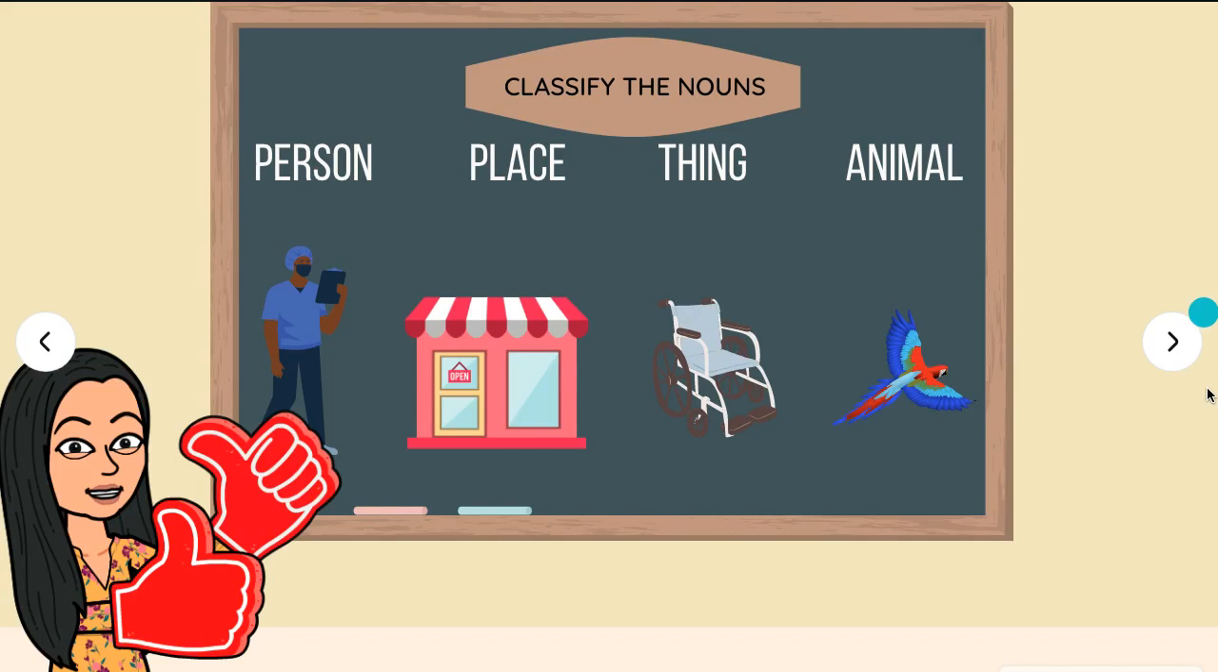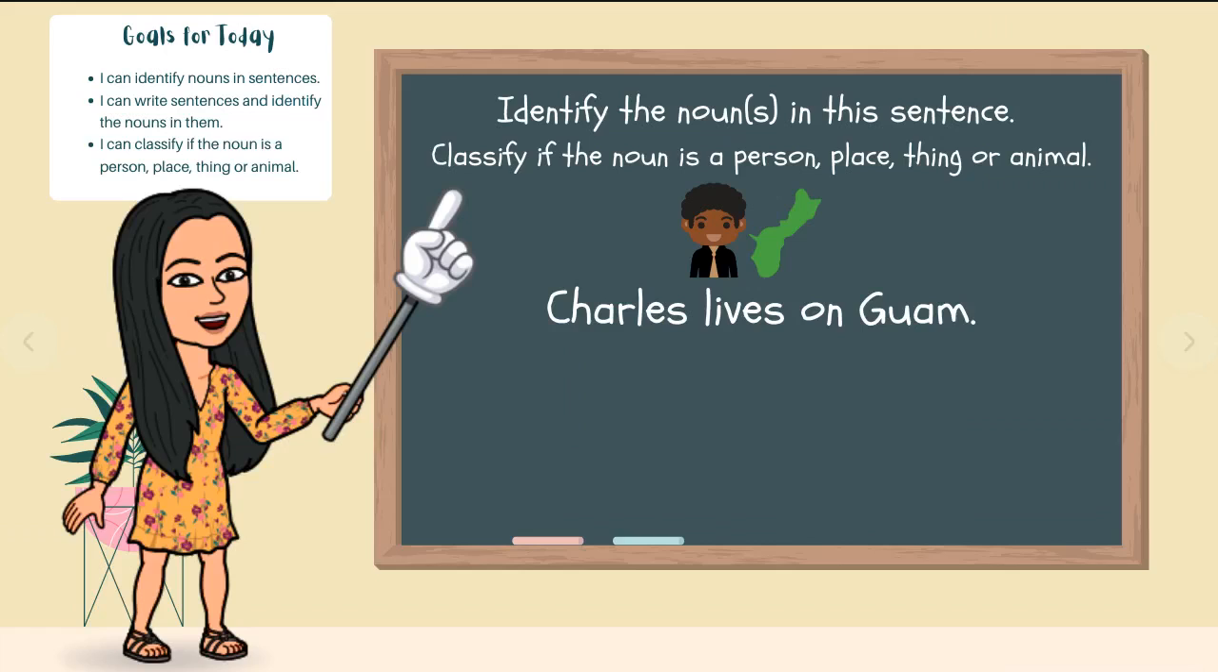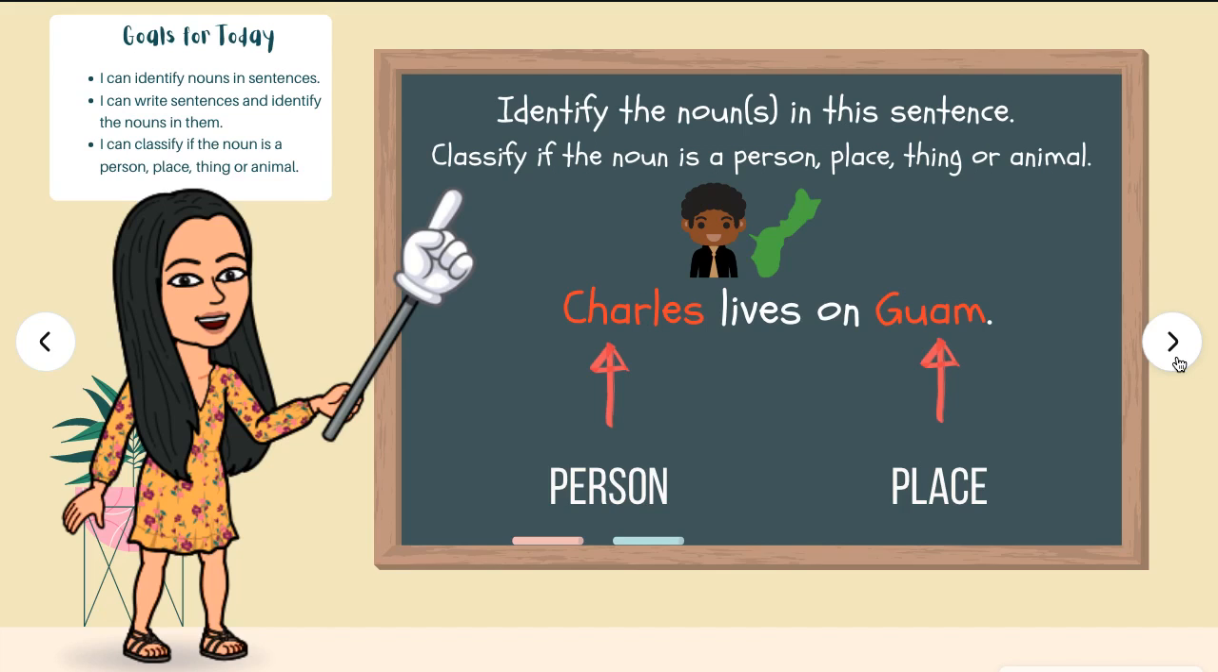Let's continue to work together on identifying nouns in sentences. Here's the first sentence. You're going to identify the noun or nouns in the sentence because there may be more than one. And I want you to classify if the noun is a person, place, thing, or animal. I'll read the sentence out loud. Charles lives on Guam. Think about it for a moment. Now, the nouns in the sentence are Charles, which names a person, and Guam, which names the place.